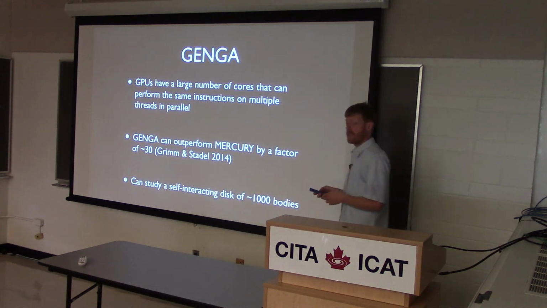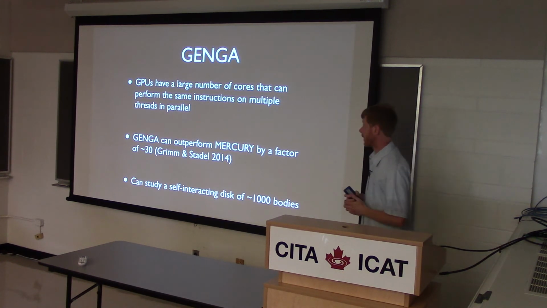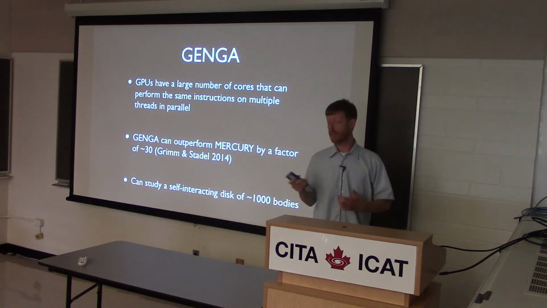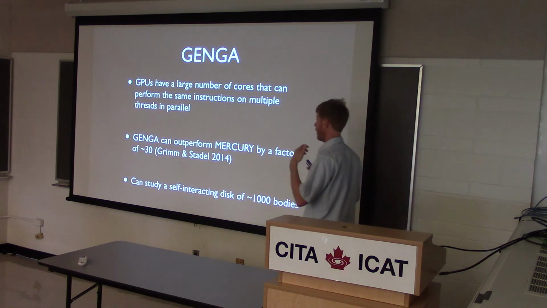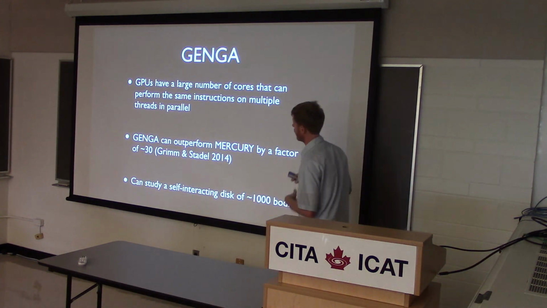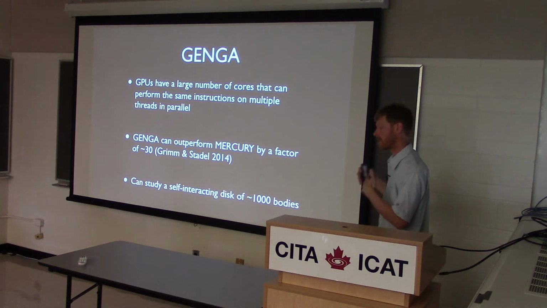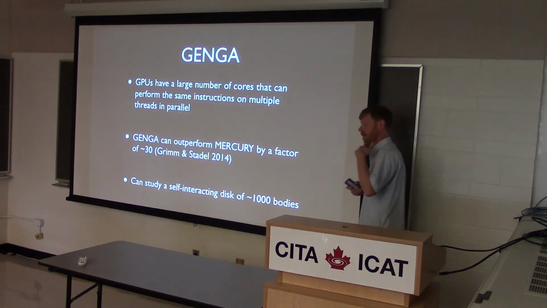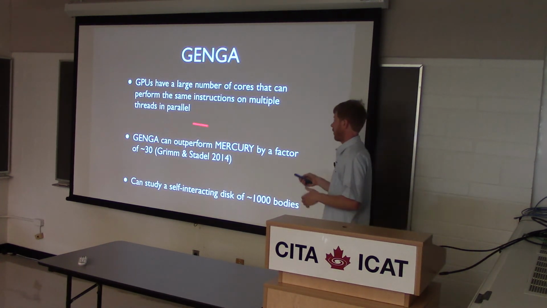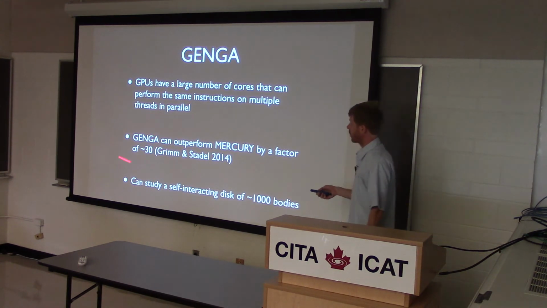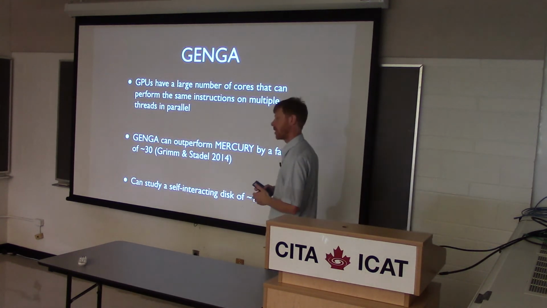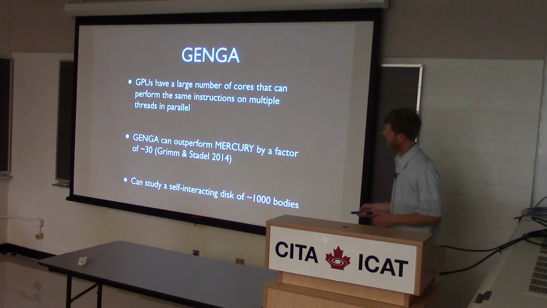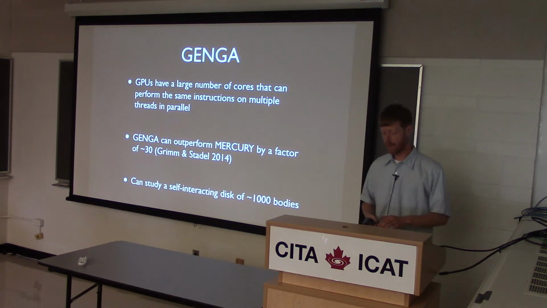To see what the effects of a self-interacting disk would be, we've since run Nice model simulations using a new code called Genga that, rather than running on an individual CPU, runs on GPUs. The advantage of GPUs is you have a huge number of cores that can perform the same instructions on multiple threads in parallel. Benchmarking of Genga versus the code Mercury we used shows that running on a modern GPU, it can outperform Mercury simulations by about a factor of 30. A factor of 30 is a big increase in computing efficiency, and it allows us to study the dynamics of a self-interacting disk consisting of about 1,000 bodies.